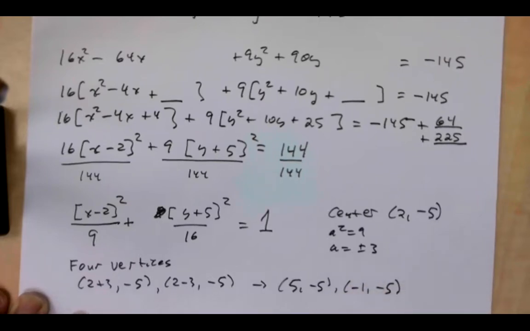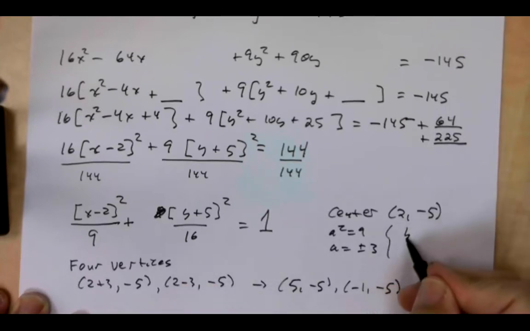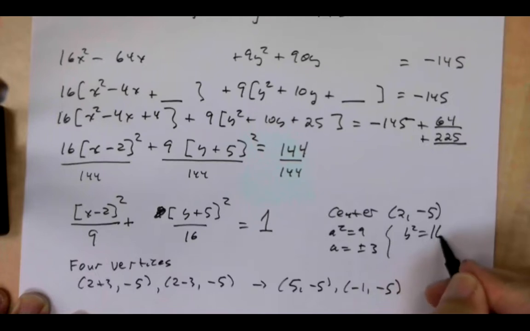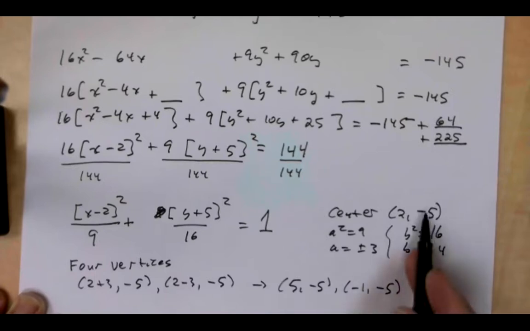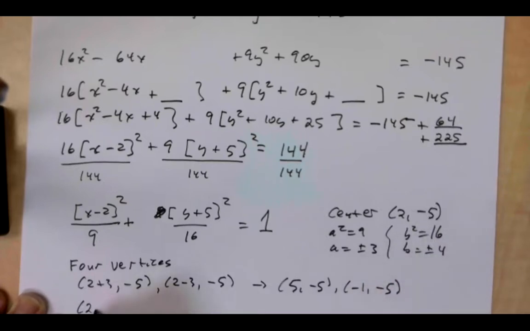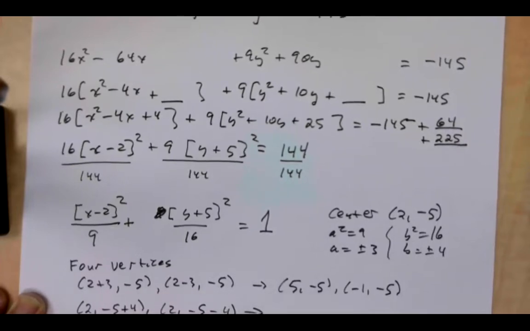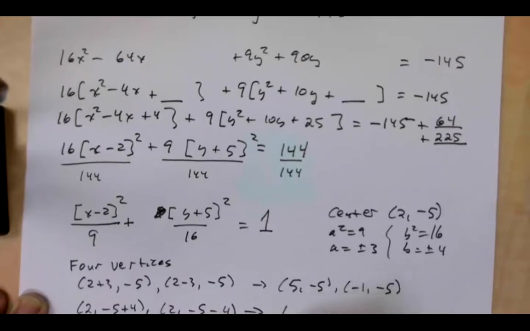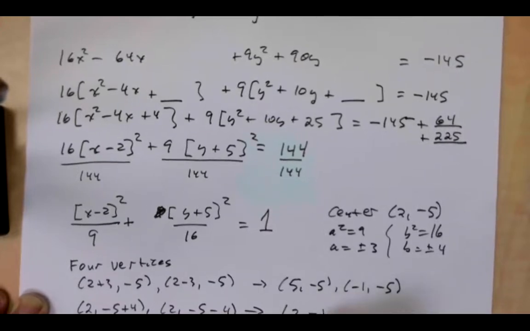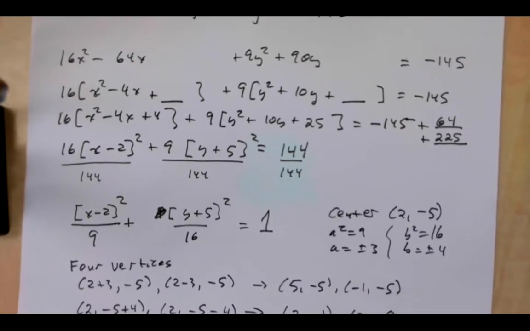And to get the other 4 vertices, what are we going to do? We are going to recognize b squared is 16. So b is plus or minus 4. We're going to go up 4, down 4 from the center: -5 plus 4 to -5 minus 4. What is that going to give me? 2 comma -1 and 2 comma -9.